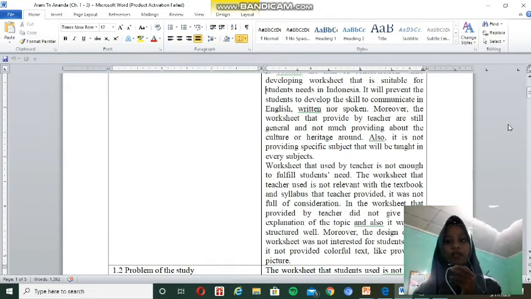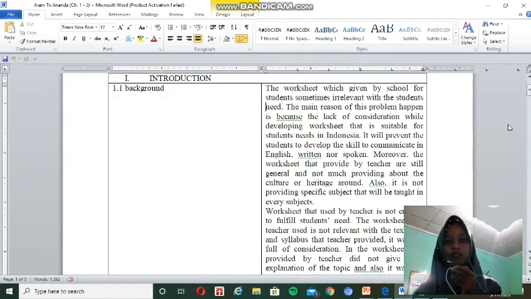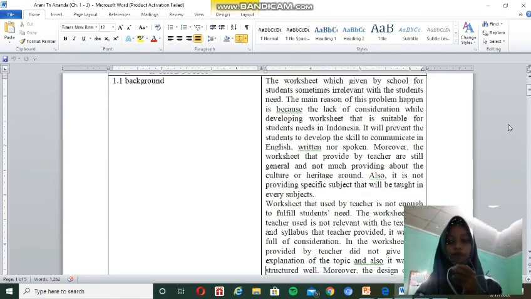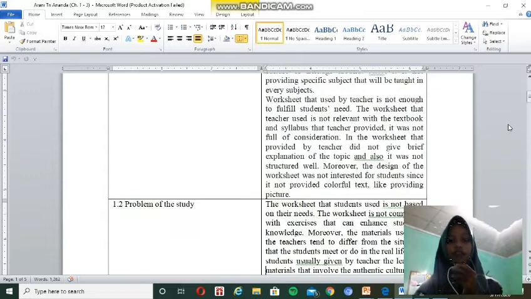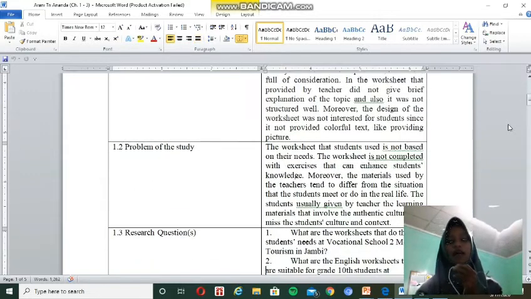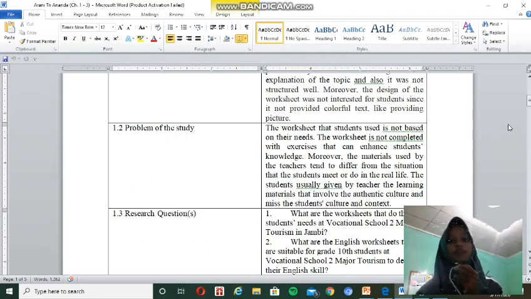And this is my background. It is more like the problem in there, and how I solved the problem. For the problem of the study, I also brought the same as the background. And the problem of the study is that the worksheet used is not based on their needs.